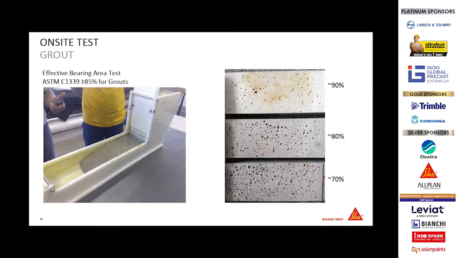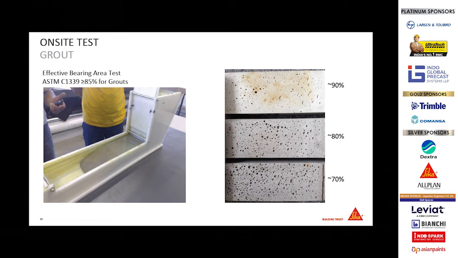Next is effective bearing area. Most of the time I have seen people are least bothered about EBA. What does EBA mean? As I said, grout is a load transfer material. In case on the right hand side, you can see this photograph. If you have 70% effective bearing area, it means the load transfer would be happening only through the 70% contact surface area. And the code says that it should be greater than 85%. So if you are only able to achieve an EBA of 70 or 80%, it means it has not met the performance requirement of the grout. So please make sure that EBA is checked.